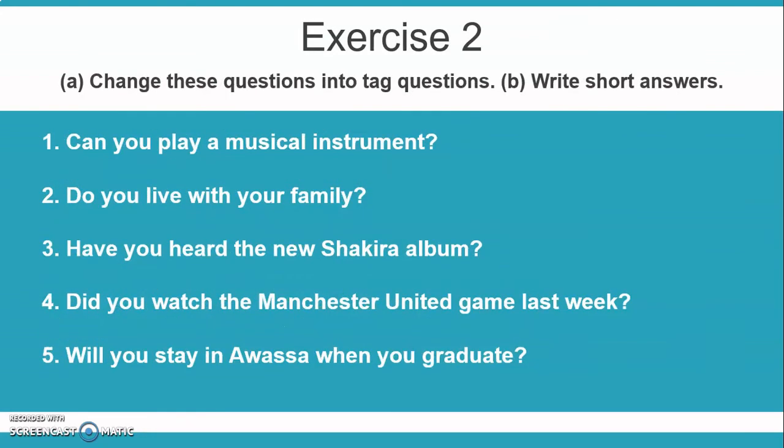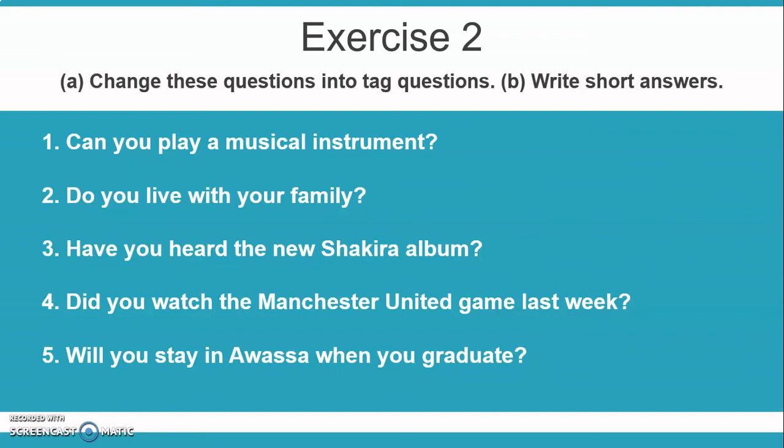Now let me give you the second exercise. This is going to be a little bit challenging. You are going to do two things. First, you are going to change these questions into tag questions, and then you are going to provide a short answer for each of them. As I've said, pause the video, attempt the questions, and then check the answers.